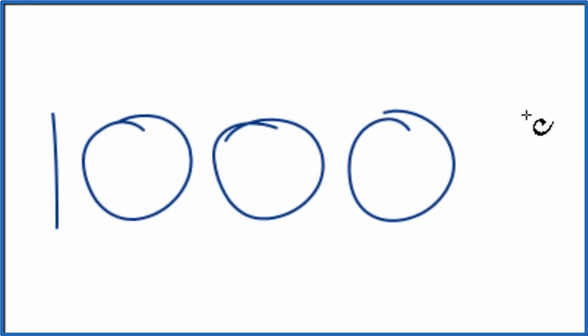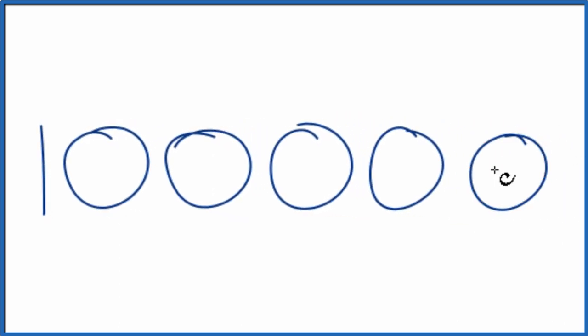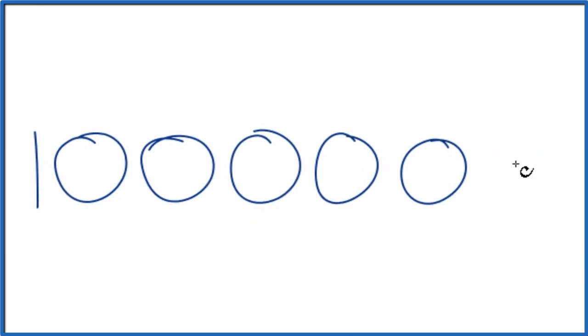After 1,000, we go to 10,000. After 10,000, when we add another zero, now we have 100,000, and we're close. So after 100,000, we add another zero, we have 1 million. So in answer to our question, 1 million has 1, 2, 3, 4, 5, 6 zeros.